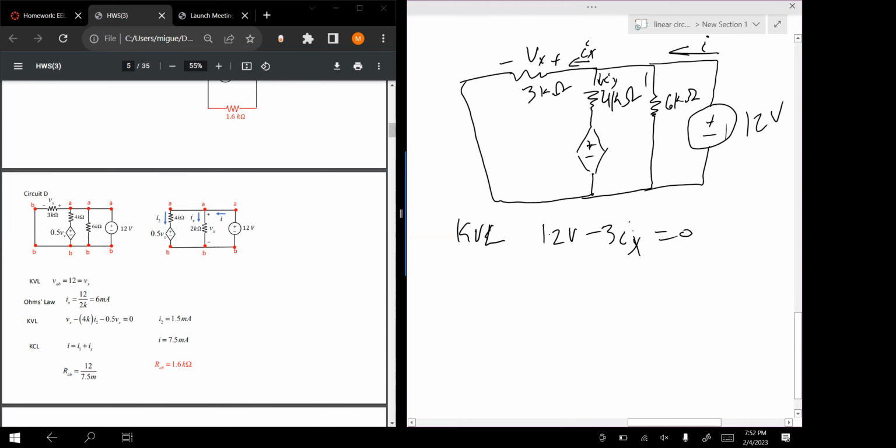Now, I want to make sure I don't make a mistake here. This 3 is kilo ohms. So I'm going to say negative 3 kilo ohms times IX is equal to negative 12 volts. When I divide, I get 12 volts divided by 3 kilo ohms, and that gives me 6 milliamps. That's my current.